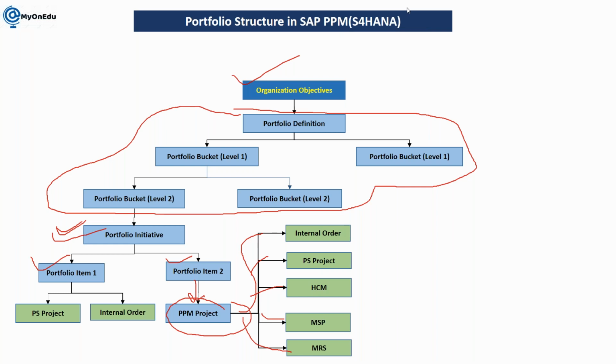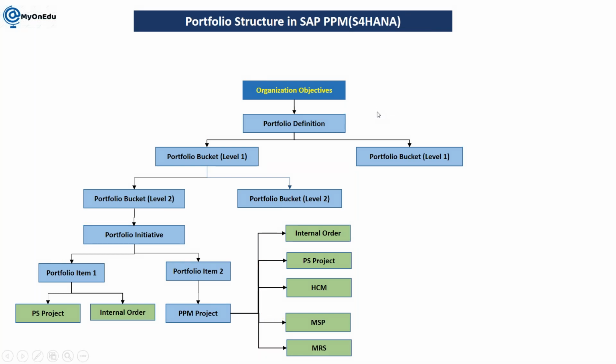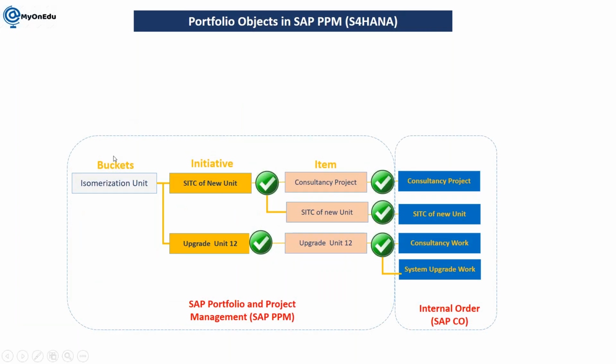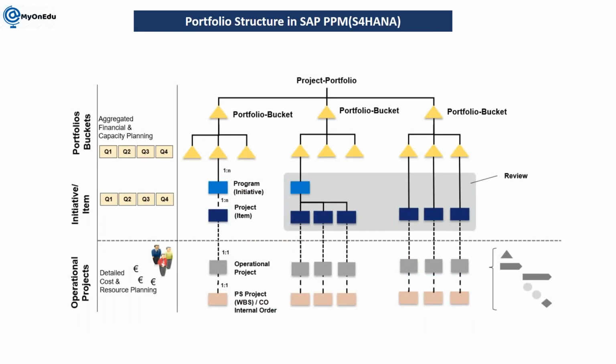So this is just a quick view of the process flow in portfolio project management. Bucket-wise, whatever initiative we are going to approve, the item has to be executed, and then further it has to be integrated with your SAP core modules, controlling modules like project system or internal order. So this is the same structure-level integration. First we have portfolio, then project, and then project system.